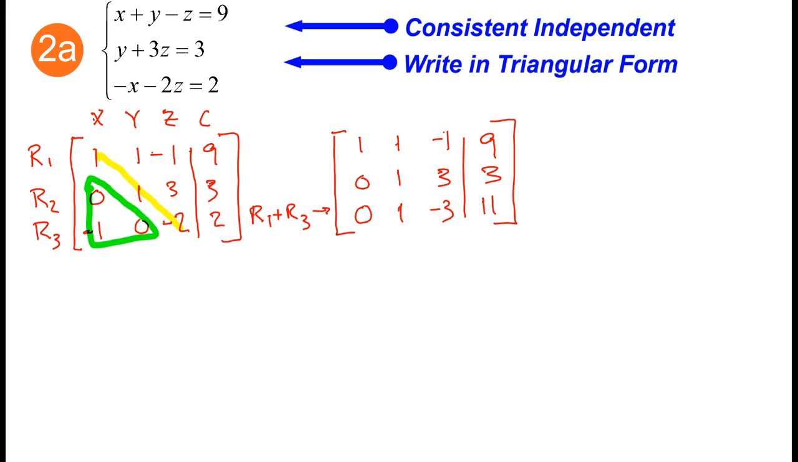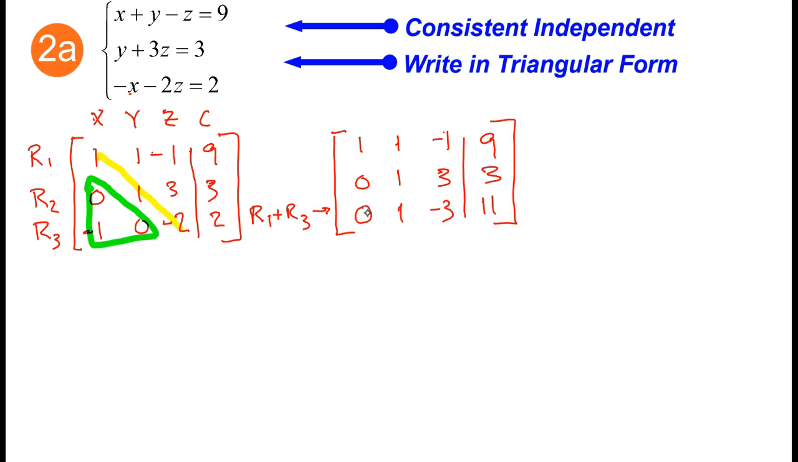Remember, row 1 just represents this top equation right here. And row 3 just represents this equation right here. If you look, when I add x and -x, they cancel. The x variable is eliminated, so I now have this 0 here representing a new equation for this row that has no x variable, or a coefficient of 0 on it.